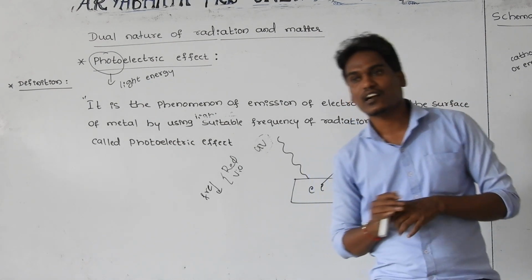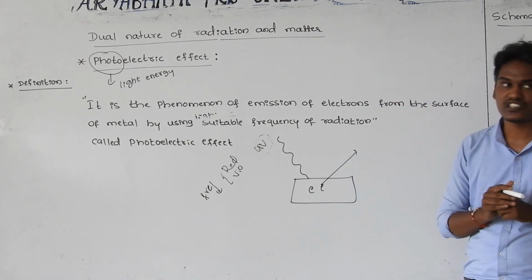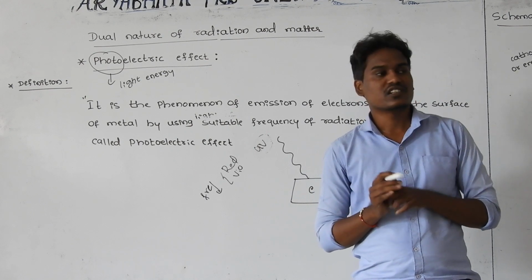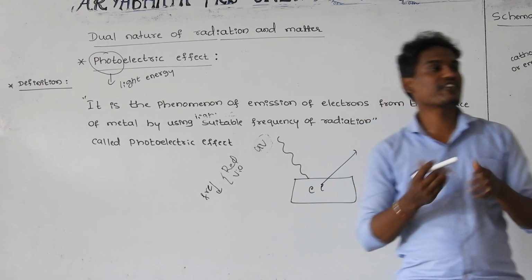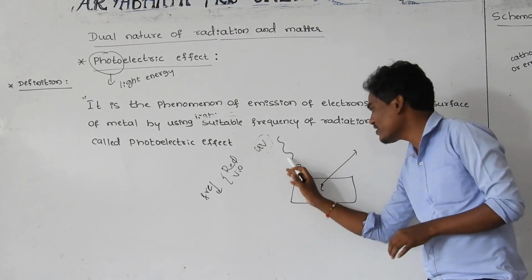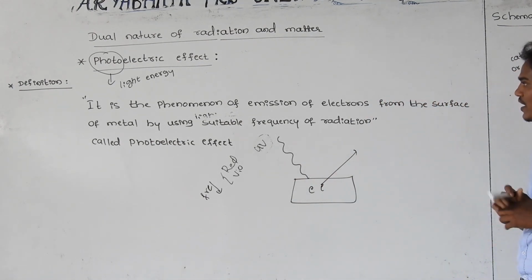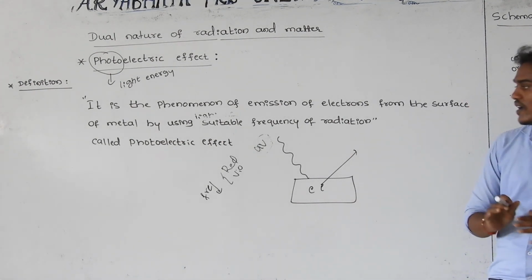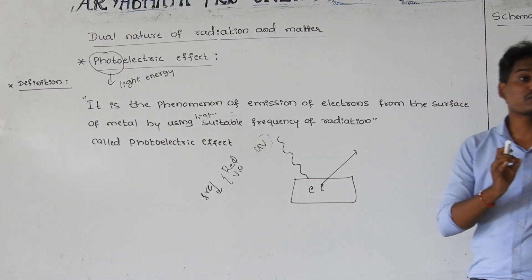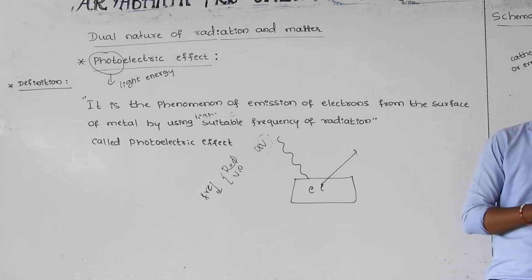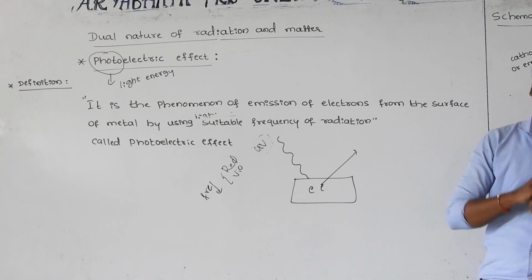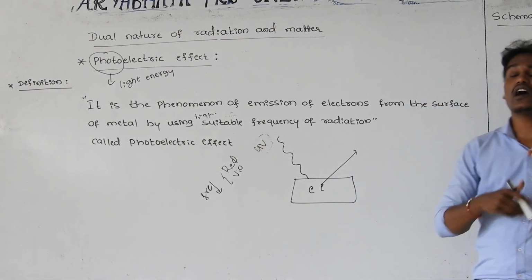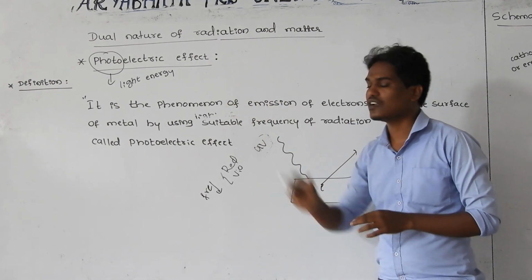In order to emit the electron, we require light energy. That light energy should have a minimum cutoff frequency, or a certain frequency. If the light has the lowest frequency, then there is no photoelectric effect, meaning there is no emission of the electron from the surface of the metal. That's why this light should have a certain fixed value or more than that. The light must have a certain frequency in order to produce a photoelectric effect.